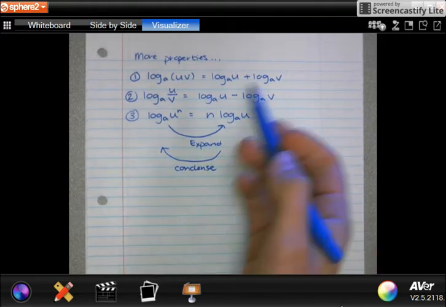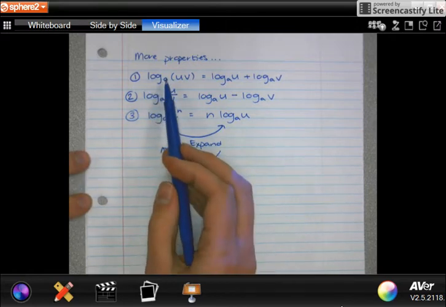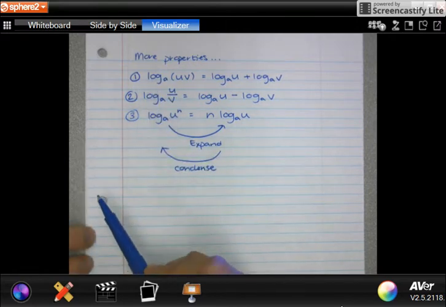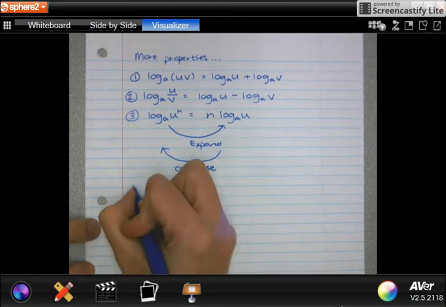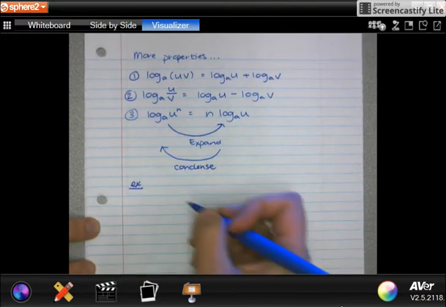So these are all the same properties if you have ln, because remember ln is just log with a base of e. So all those same properties hold. So let's see an example.